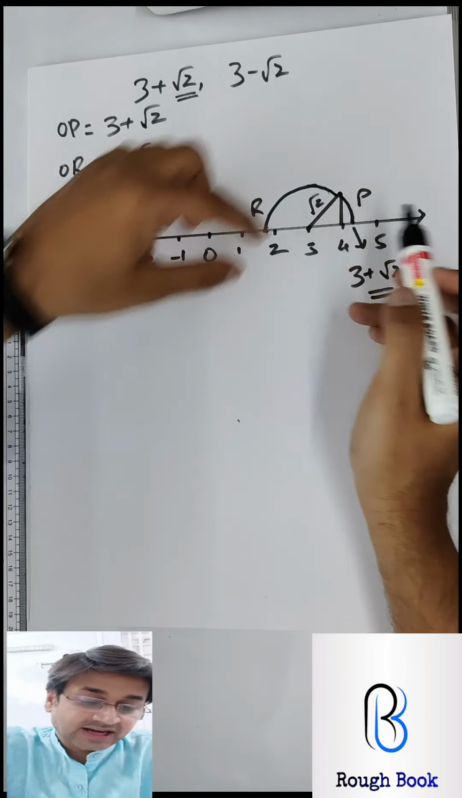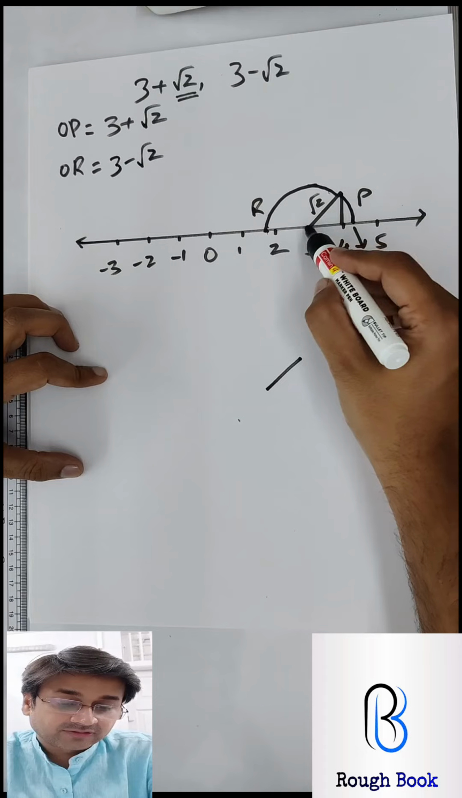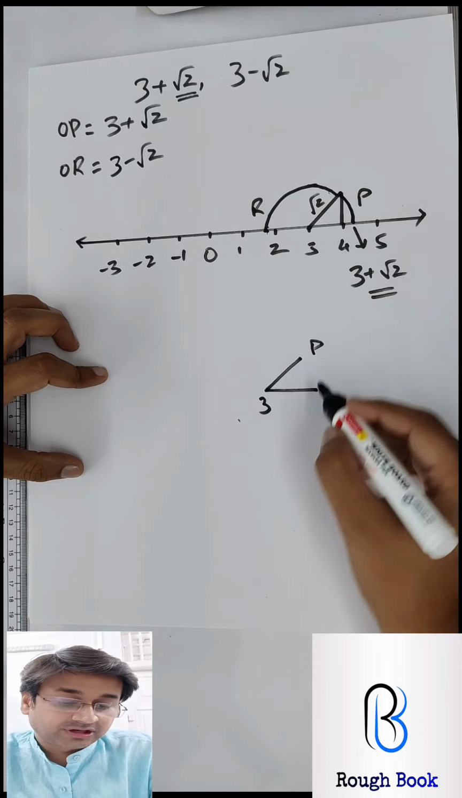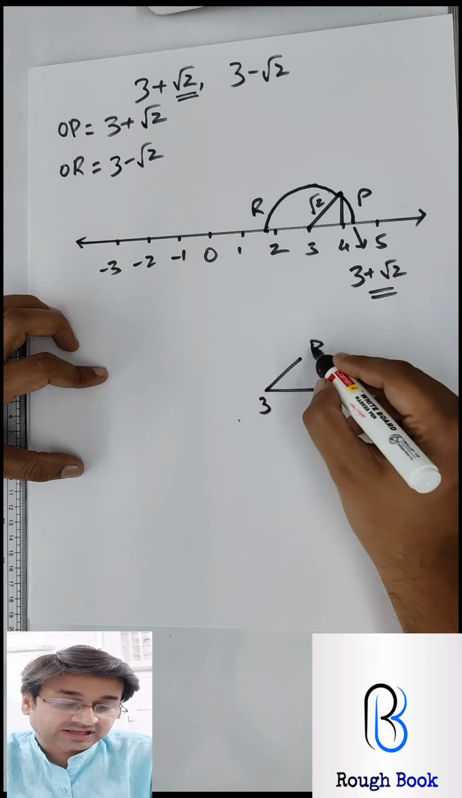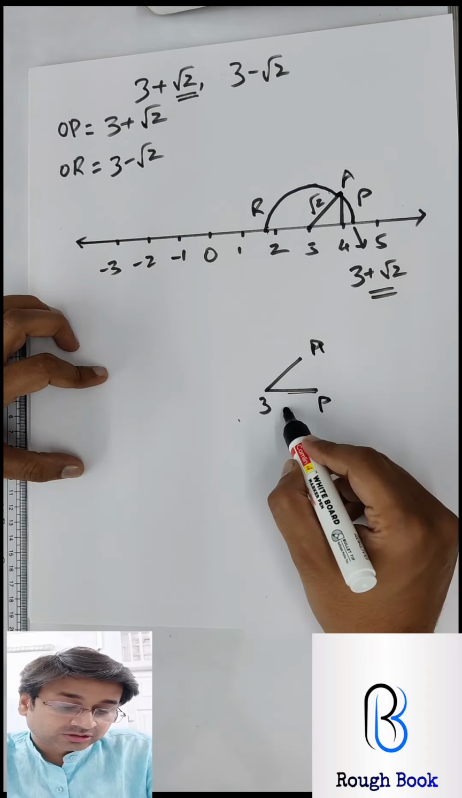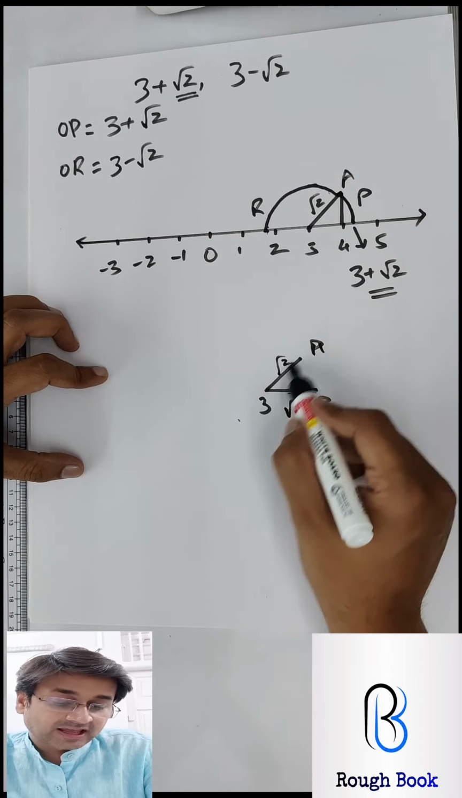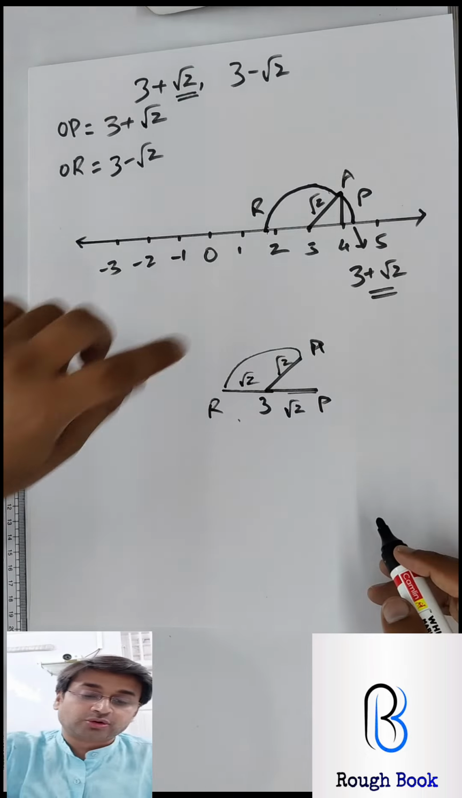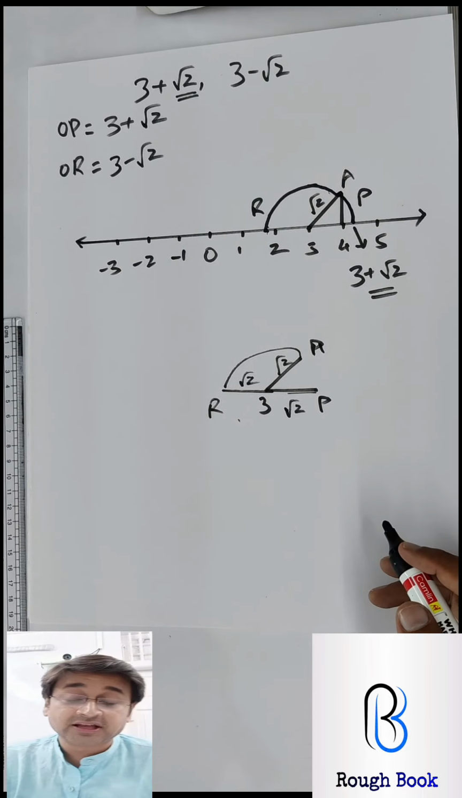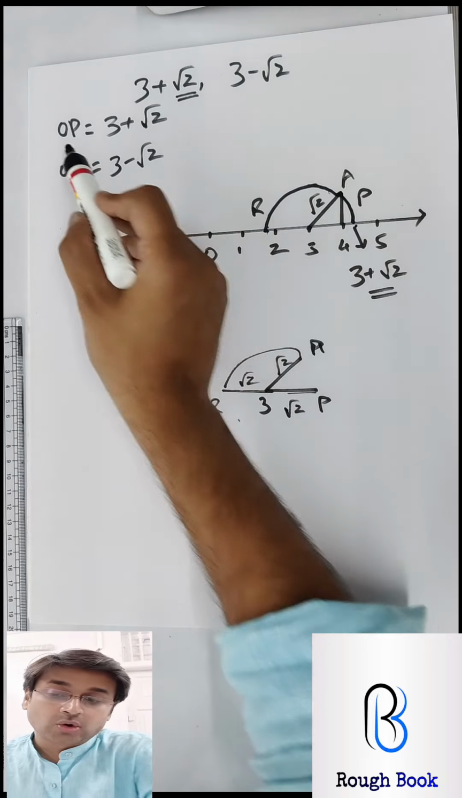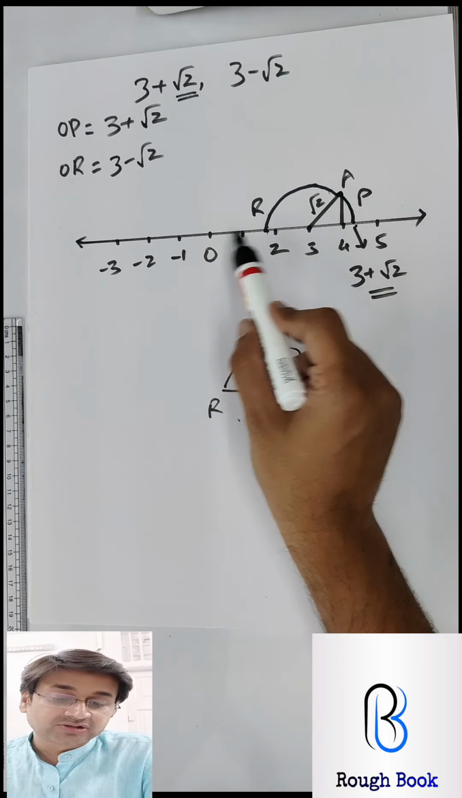See, try and understand, if this is root 2, this line from 3 to P, then this line here from 3 to this point, this is not P, sorry, this is A, let's call it A, this is also going to be root 2. Likewise, same thing, I am taking this side to point R, so this also is root 2. Basically, we are using the circle technique to get the root 2 everywhere. So 3 plus root 2 is OP and 3 minus root 2 is OR.